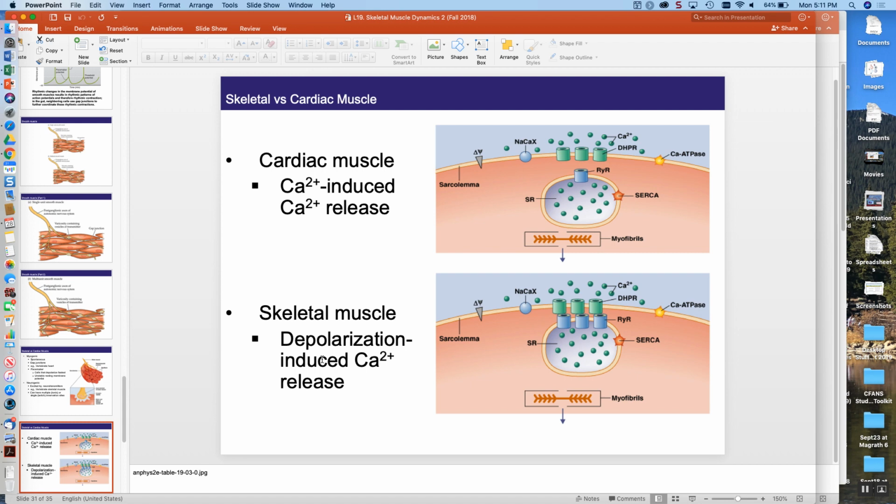But in skeletal muscle, remember they're physically interacting. The dihydropyridine receptor is not conducting calcium. It's actually physically interacting with ryanodine receptors.